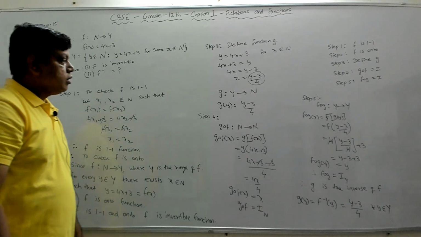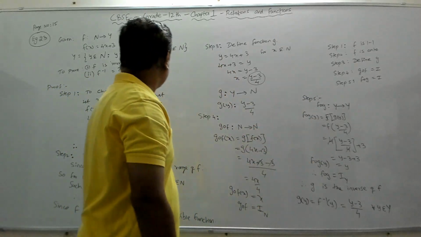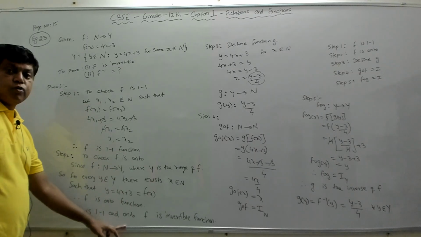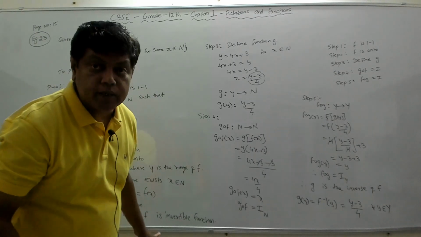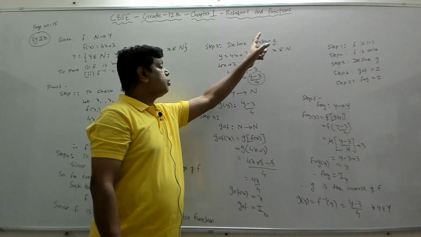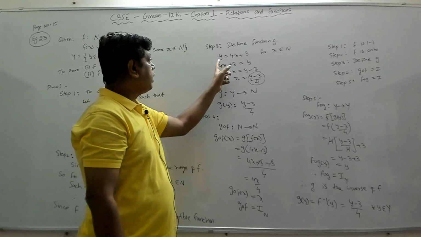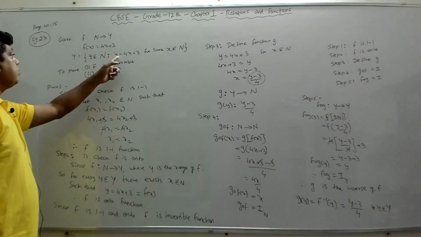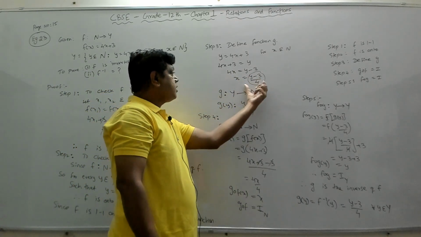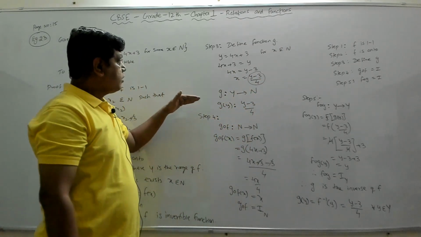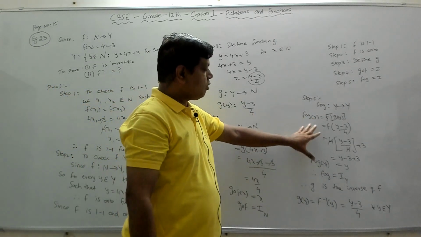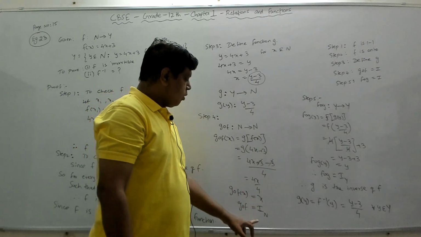Clear? So, as I said, we have 5 steps. Step 1 will prove one-to-one. Step 2 will prove onto. Then we will say that f is one-to-one onto, therefore the inverse exists. Then we go to step 3 and we define the function g. Before we define g, we write y is equal to f of x, then write x in terms of y, and this is your g function. Define it. That is the end of step 3. Step 4 we will find g of f. Step 5 we will find f of g and prove that both are equal to the identity function.